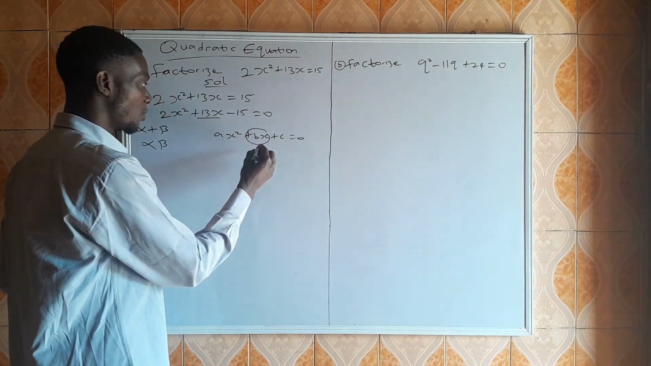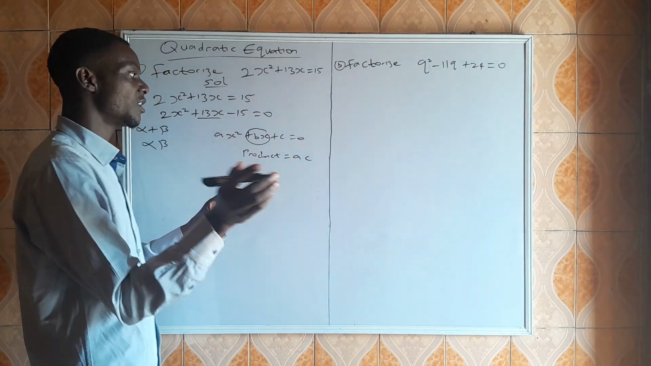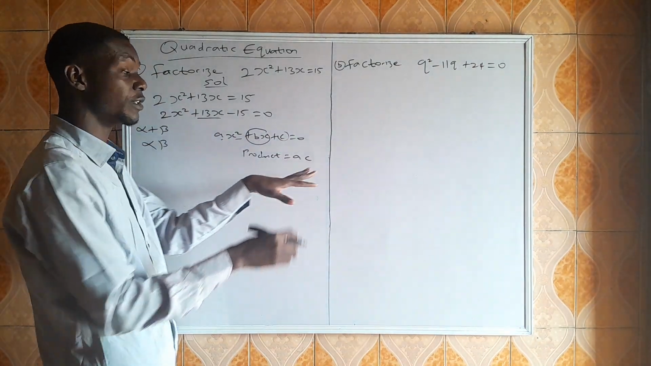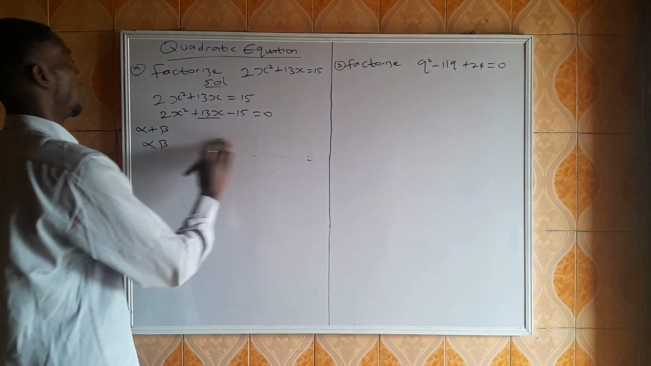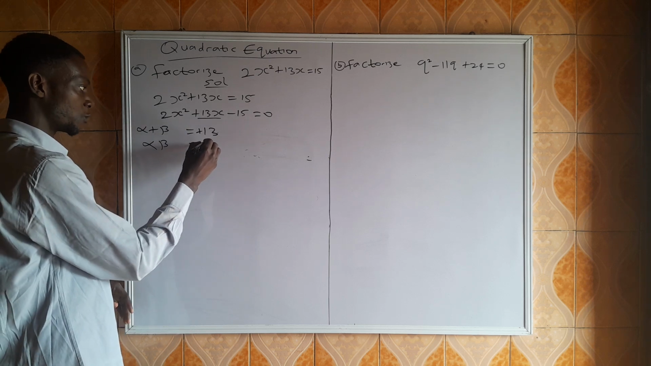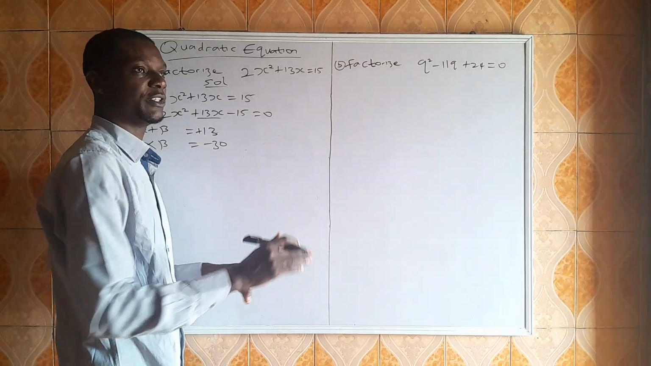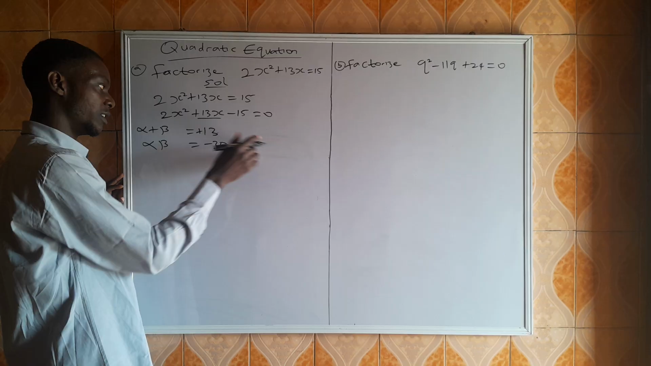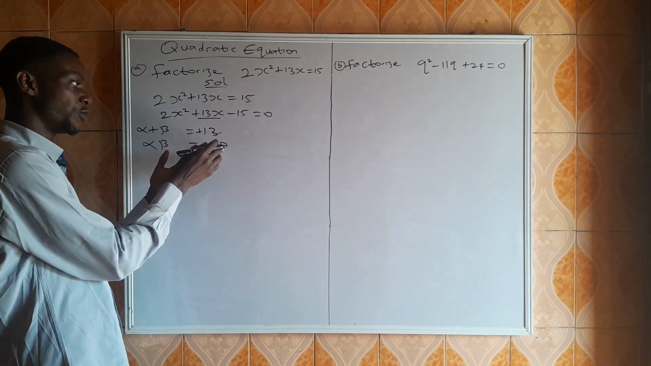The product of roots is AC. That is, you multiply the coefficient of s squared, which is a, by the constant value. It will give you the product. From here, you can simply have the sum of roots to be 13, while the product of roots will be minus 30. The next thing to do is to look for two values which, when you add them together, give you plus 13, and when you multiply them together, give you minus 30.